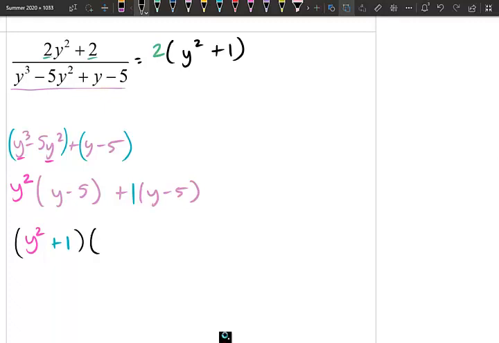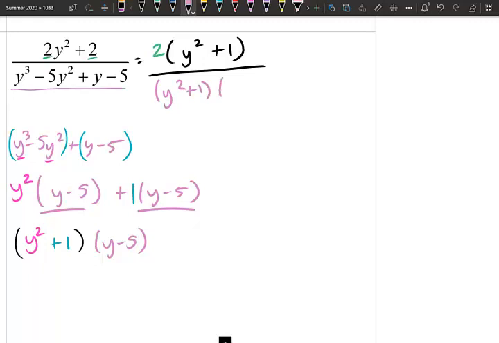Remember, because we don't write them twice, we just write them once. Y minus 5. And our next factor is y minus 5. Remember the doubles, we don't write twice. So I'm going to put that on the bottom. The bottom factors out to y squared plus 1 times y minus 5. Let's cancel out identical factors. So what we're left with is 2 over y minus 5.